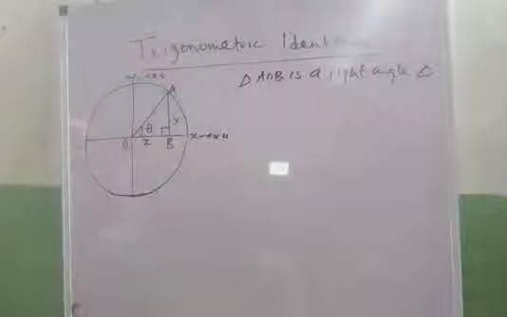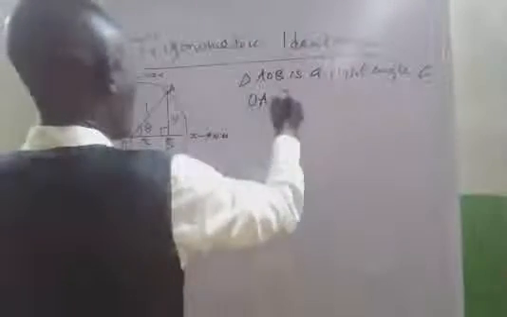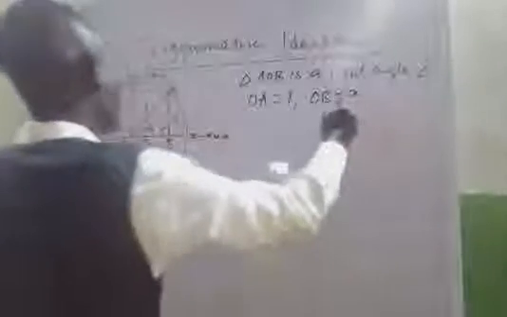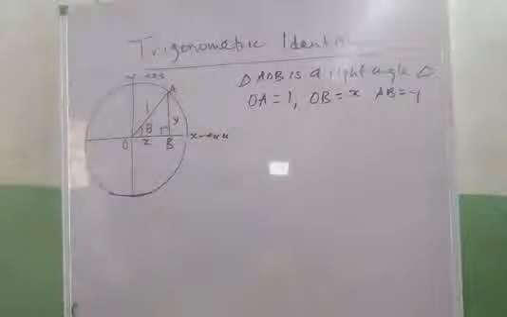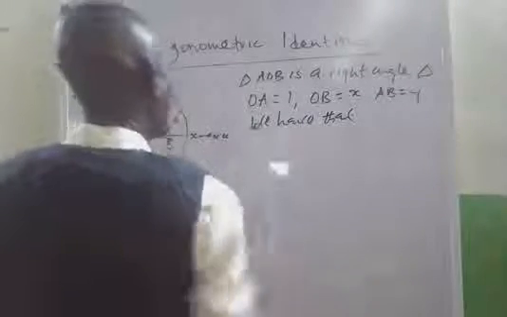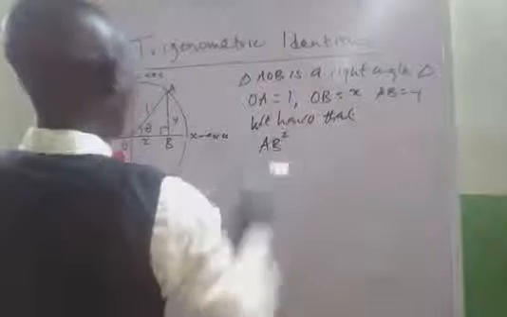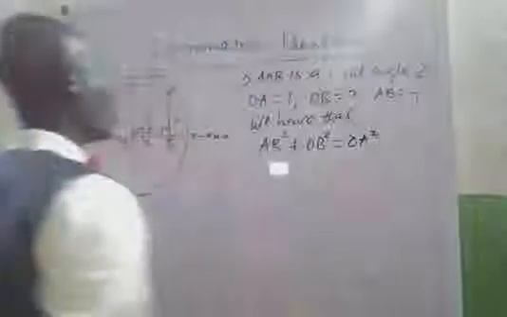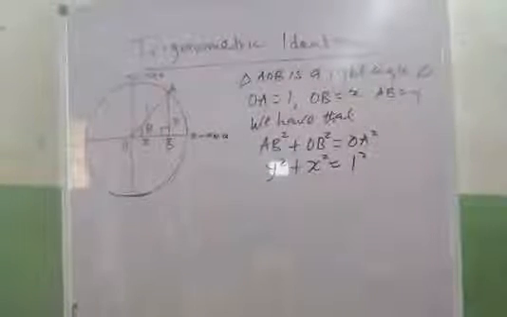Here we have our O, and line OA is 1. Your OB is equal to x, and your AB is equal to y. So using Pythagoras theorem, we have that AB squared plus OB squared must be equal to OA squared, which means that y squared plus x squared must be equal to 1 squared.